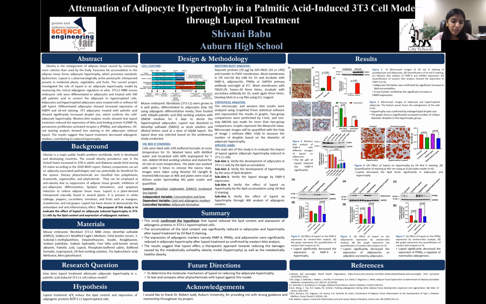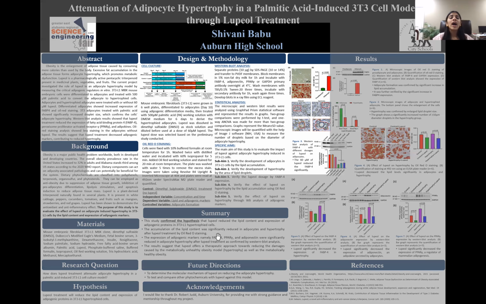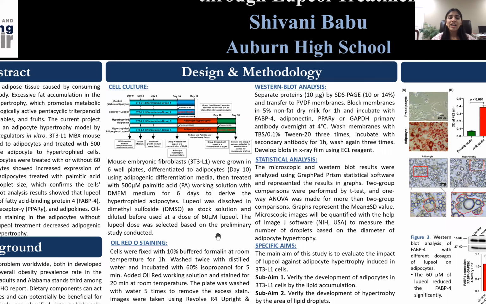So I'd like to go through with you today my design and methodology. So I had four main groups. I first had the control, which was the mature adipocyte. I had the control that was treated with Lupeol. I had the hypertrophied adipocyte, and I had the hypertrophied adipocyte that was treated with Lupeol. So all four cell groups for the first 10 days were treated with an insulin medium in order for these pre-adipocyte cells to turn into adipocytes.